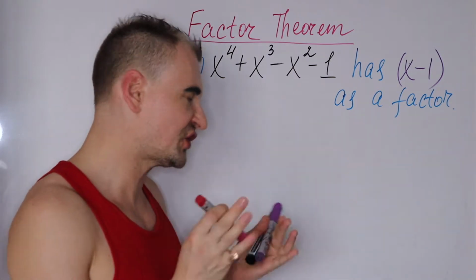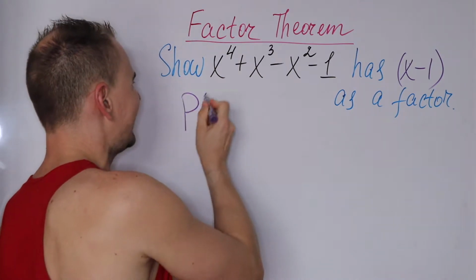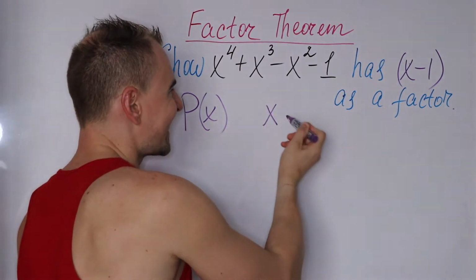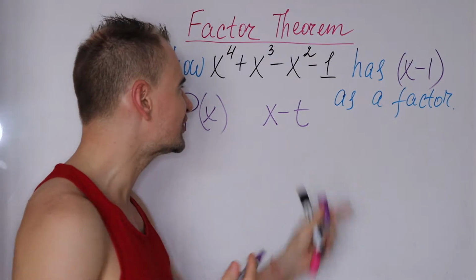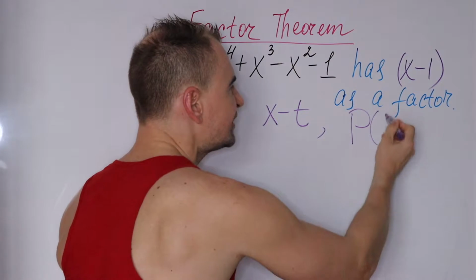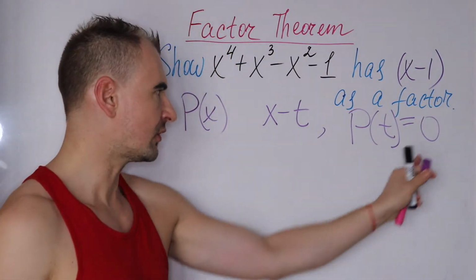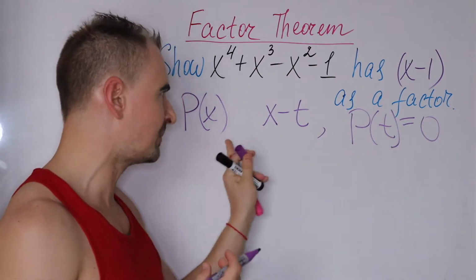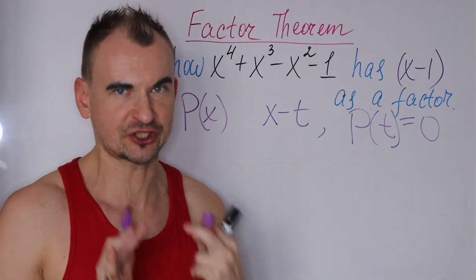And all it says, generally speaking, is that if you are given a polynomial, let's call it p of x, any polynomial, and you are given another monomial, let's say x minus t, if this monomial x minus t is a factor of this polynomial, then p of t is going to be equal to 0. So in other words, t is going to be a root of this polynomial. The inverse statement is also true.